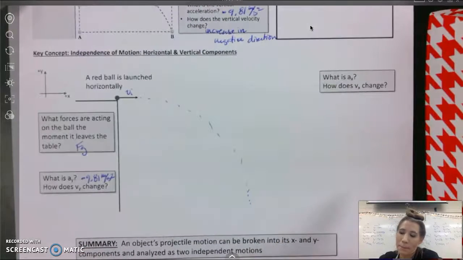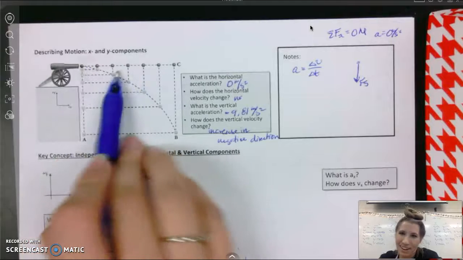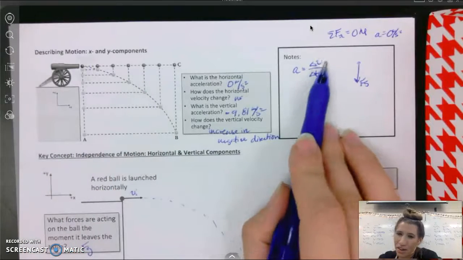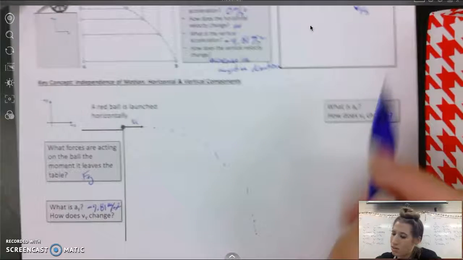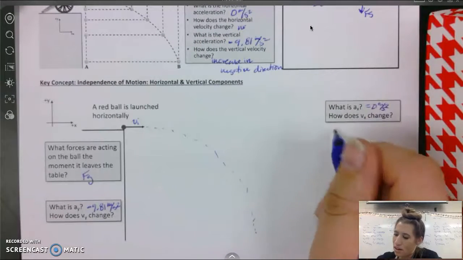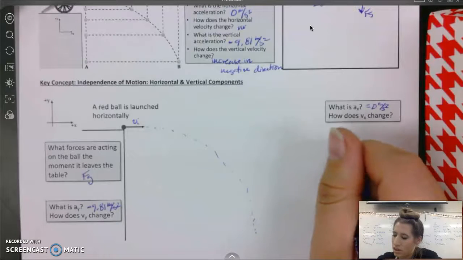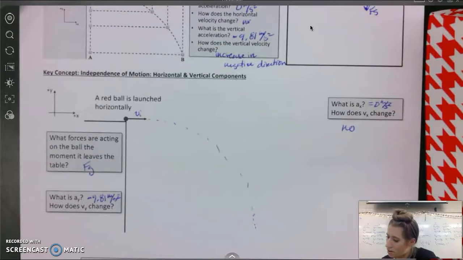Acceleration in the x, remember from before? Our velocity is not changing in the x direction. And if we do not have a change in velocity, then we don't have an acceleration. So in the x direction, acceleration is equal to 0. And does the velocity x change? No, it doesn't. It stays the same throughout the entire path. Okay.